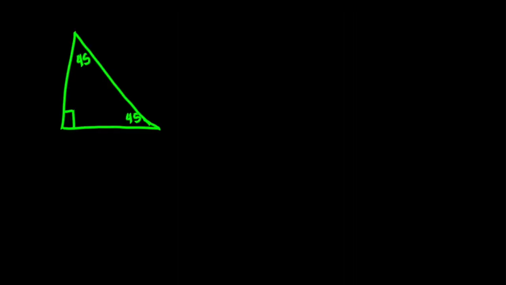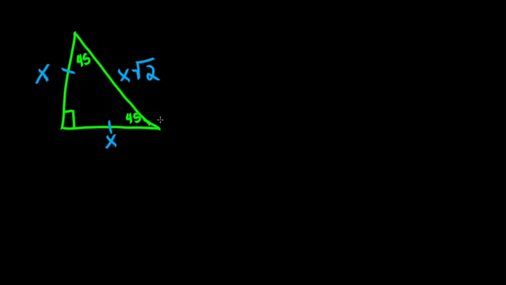So the first one is for a 45-45 triangle. This special right triangle tells us that if we know that the length of one leg is x, and we know that both of these legs are equivalent to each other because both base angles are equivalent to each other. So it says that if we know that both of these sides are x, we can say that the hypotenuse is going to be equivalent to x times the square root of 2.